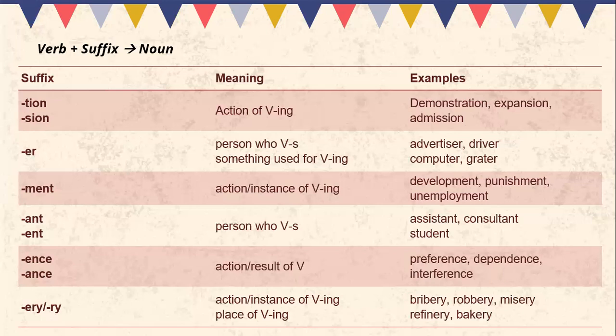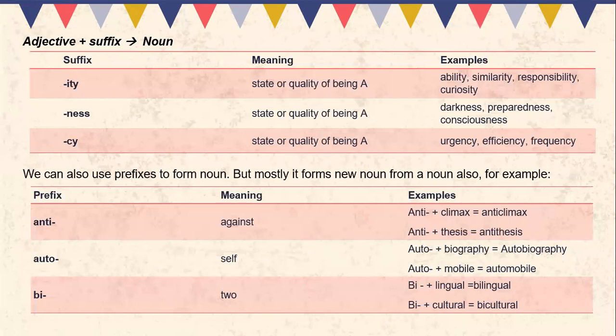Next slide, please. Adjective plus suffix to form nouns. The suffix ity means state or quality of being an adjective. Examples: ability, similarity, responsibility, and curiosity. And the suffix ness meaning state or quality of being an adjective. Examples: darkness, reflectness, and consciousness. And the suffix cy, meaning state or quality of being an adjective.